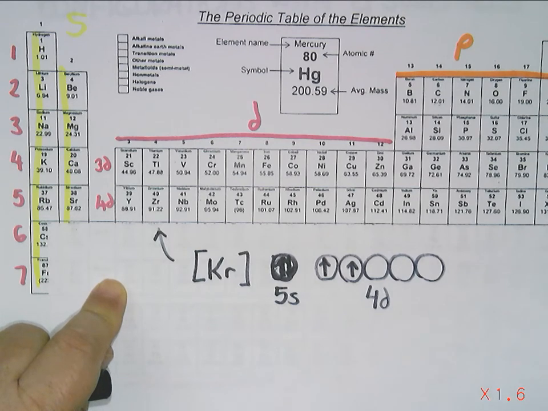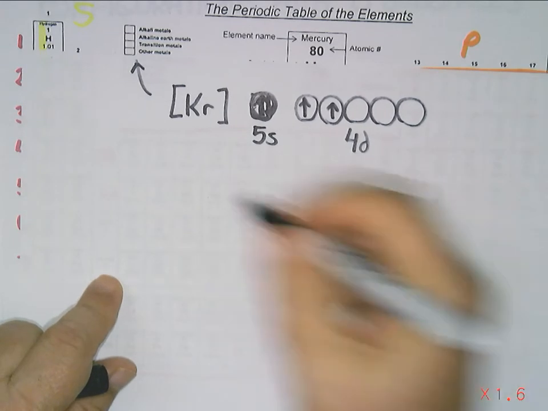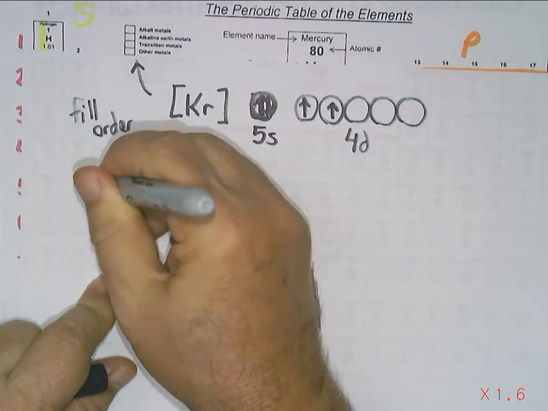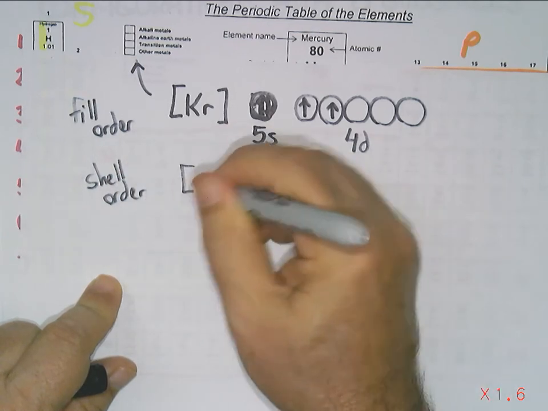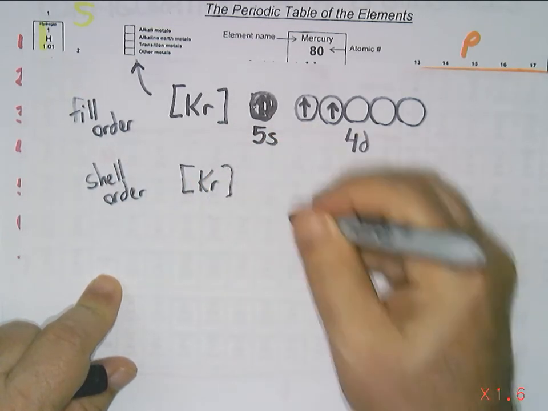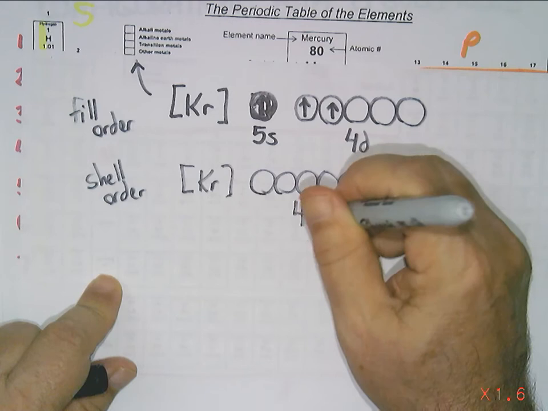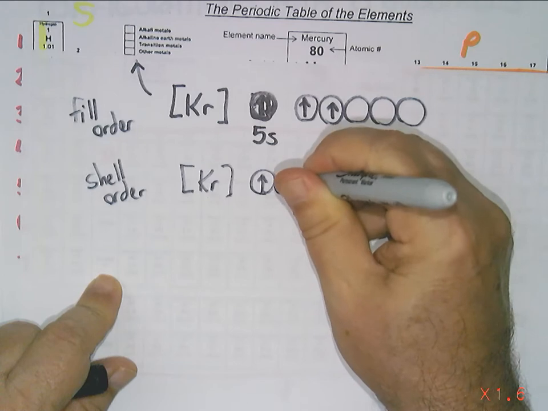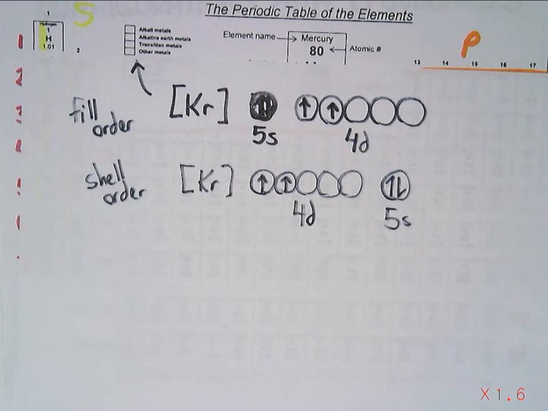Now, what if you had to put it in shell order? Here it is in fill order. In shell order, it's going to be this. So there's a zirconium atom in shell order.